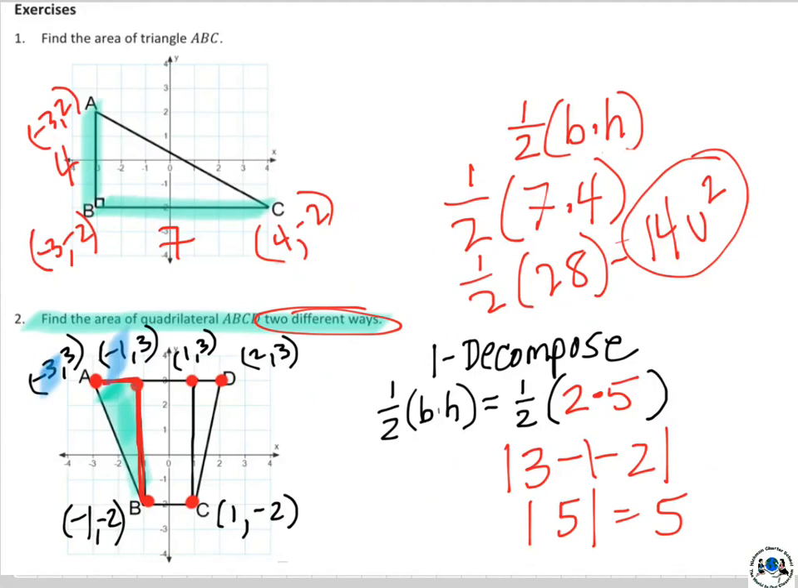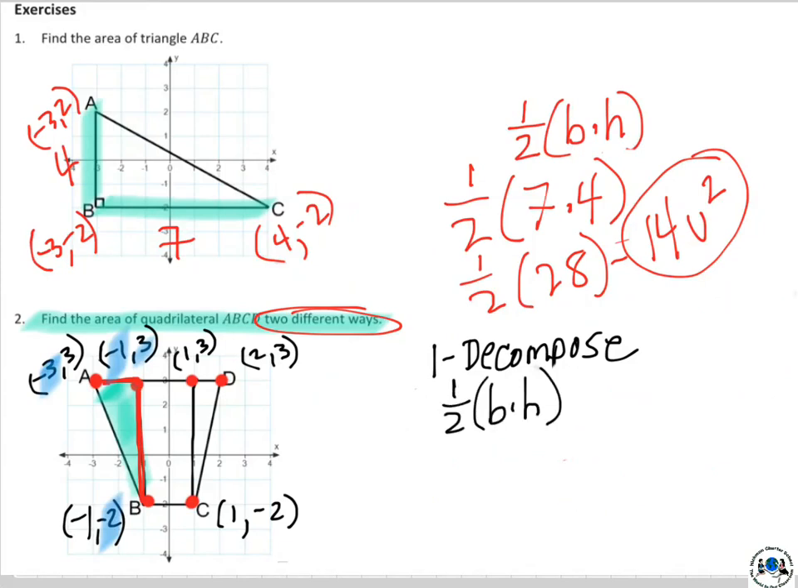So my formula is ready to be finished up. If I have half of 2 times 5, which means I have half of 10, which is 5 square units. Okay, 5 square units is that green triangle there.